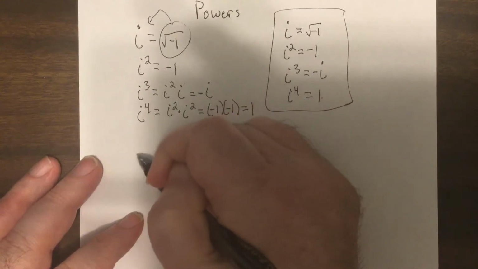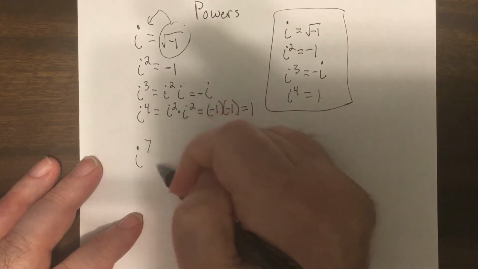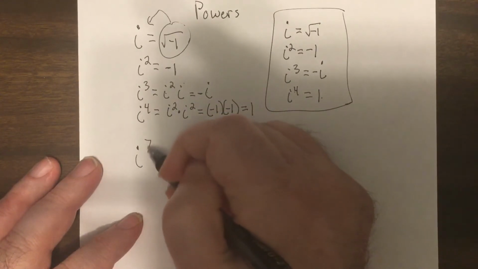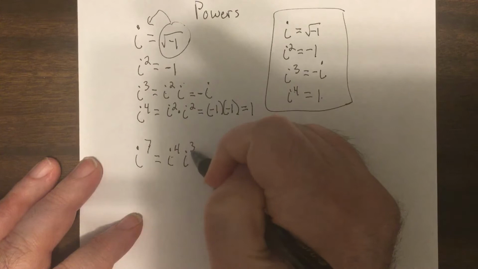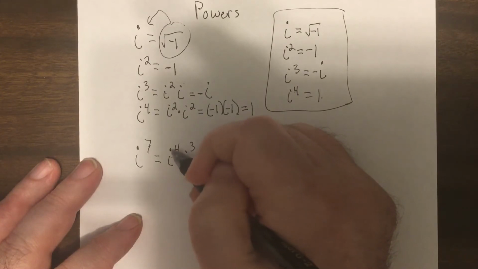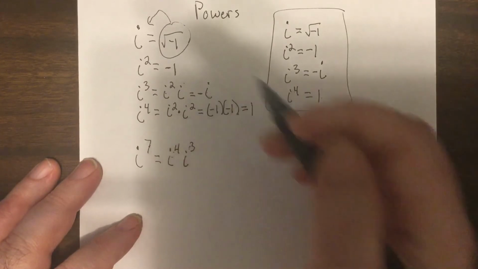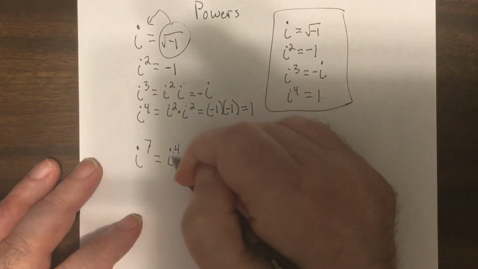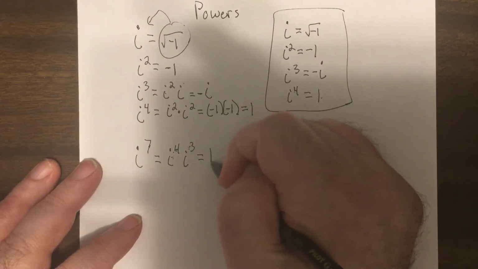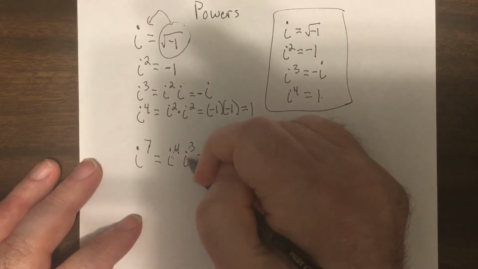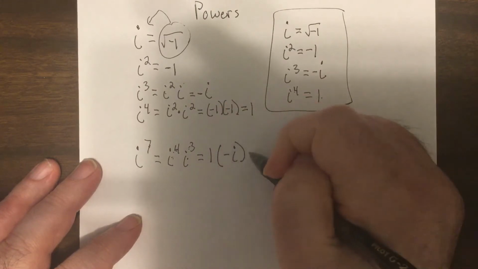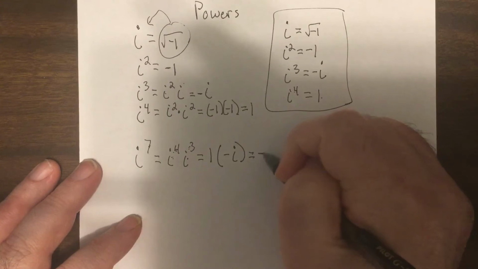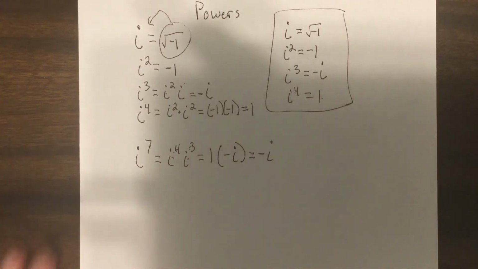So if I said what's i to the 7th, you'd say, okay, I'm going to break that up to get my i to the fourth. So it's i to the fourth times i to the third, because when you multiply two things same base, you add. 4 plus 3 is 7. So i to the fourth is 1, times i cubed is -i. So your answer should never have a power bigger than 1 on your i.